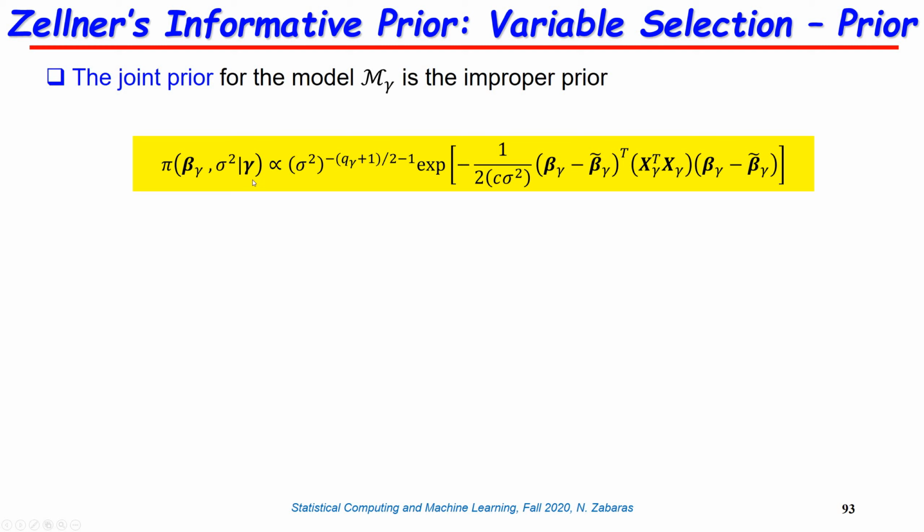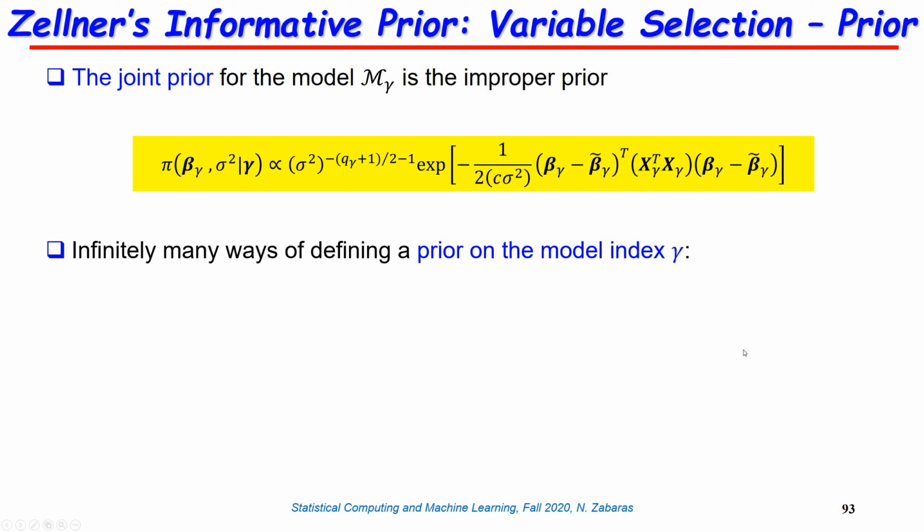So if I knew gamma, I'm introducing a joint prior that looks like this. All right, so that's my prior mean for model gamma, and again, this term and everything else comes from the Gaussian of beta gamma given sigma square, and this other minus 1 there comes from the prior on sigma square.